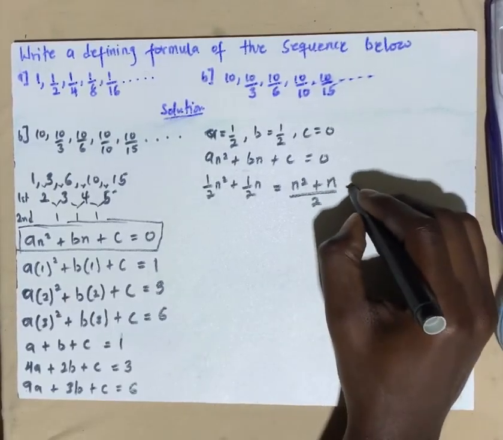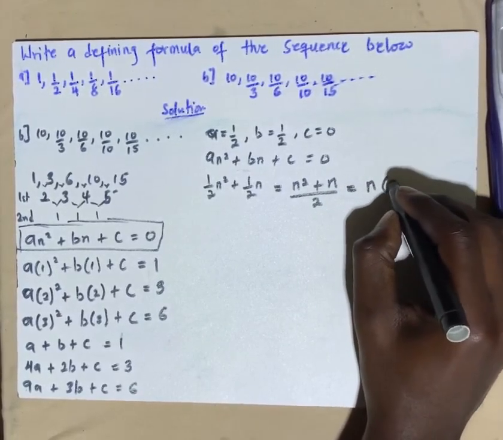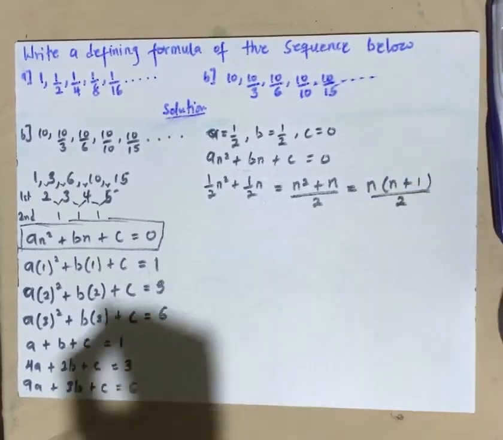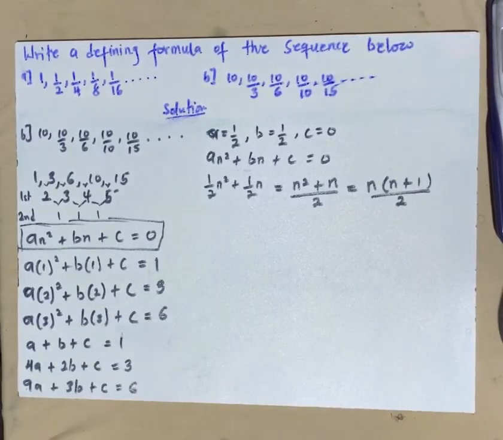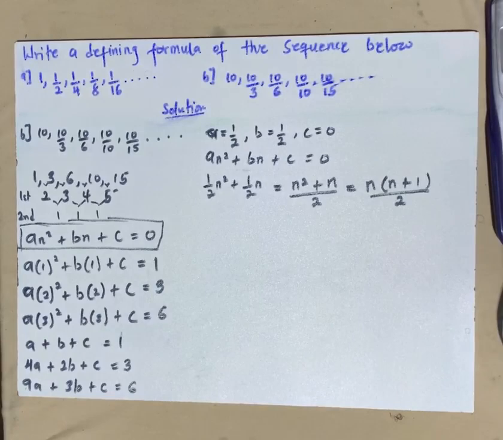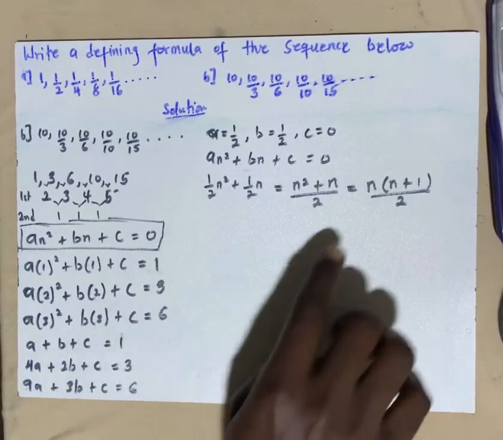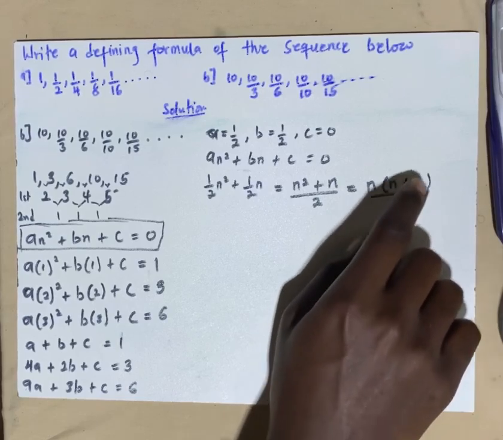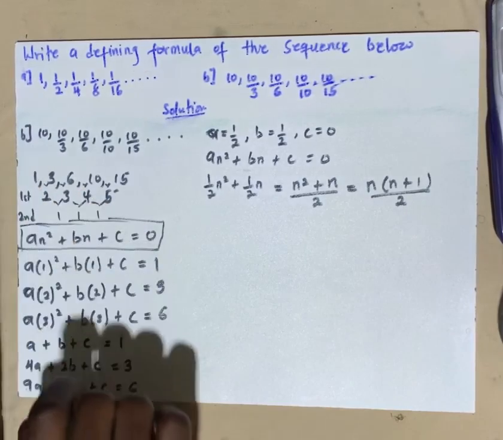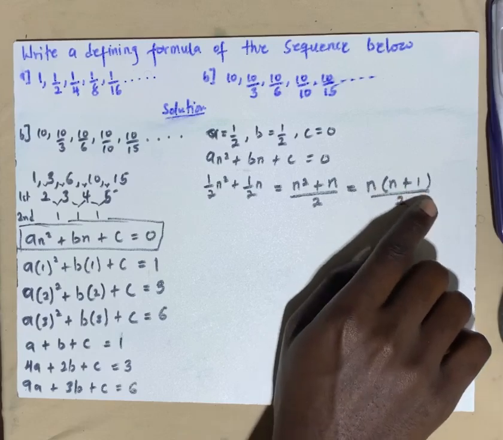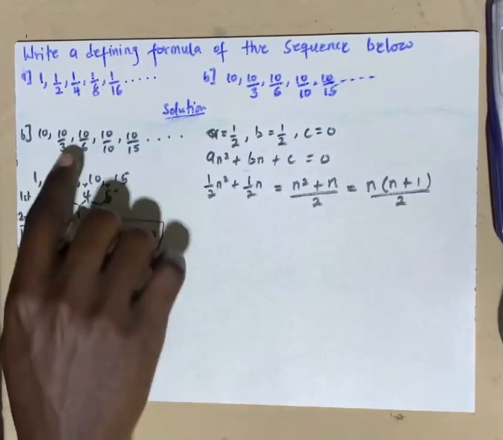And you can further break it down to get n times n plus 1, all over 2. So this is going to be the formula for the denominator, but not for the actual sequence. So let's try and see something. Let's say when n is 1, you are going to get 1 times 1 plus 1, which is 2. 1 times 2 is 2. When you divide 2 by 2, you are going to get 1. When n is 2, you get 2 times 2 plus 1, which is 3. 2 times 3 is 6. When you divide by 2, you get 3.